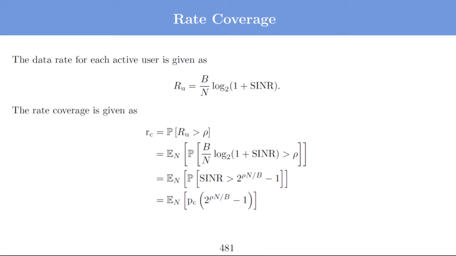Looking at the inner term, you can do some manipulation. B by n goes to the other side of the inequality, and then the log becomes an exponential and the 1 plus becomes minus 1. So this is the same as the probability that SNR is more than 2 to the power rho n by b, minus 1. And the probability that SNR is above something is nothing but the coverage probability. So this will be equal to the coverage probability at threshold 2 to the power rho n by b, minus 1. And this is a function of n, so you have to compute your expectation with respect to n. Some people also approximate the result by putting the mean number of n in place of n.